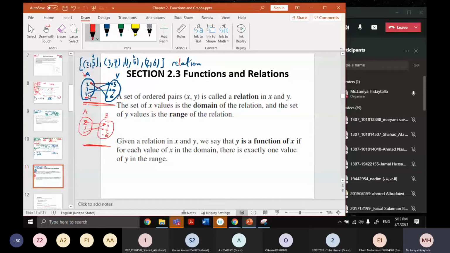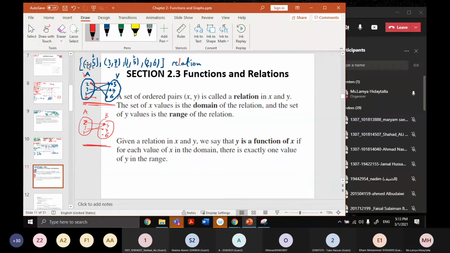While this one is not a function. Why is it not a function? It is a relation, yes, but it is not a function. Why? Because the 2 is mapped to the 5 and also mapped to another number, which is 6. So immediately it is not a function. Clear? And from this one, even if we did not plot it like that, easily I can know whether it is a function or not.